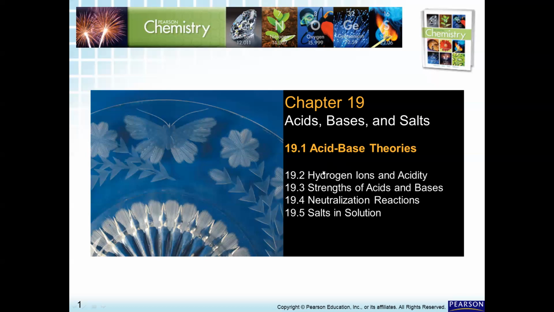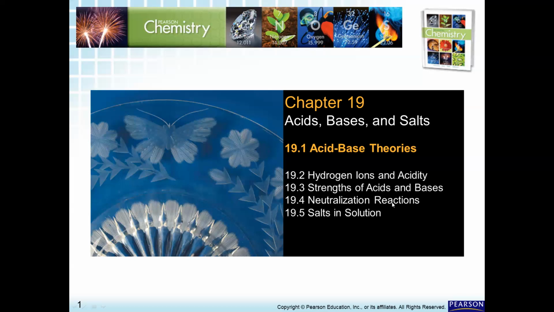Then moving to section 2, we're going to talk about the acidity of compounds, and that is by measuring the hydrogen ion concentration. And then in section 3, we're going to talk about the strength of acids and bases and how we can deal with that.